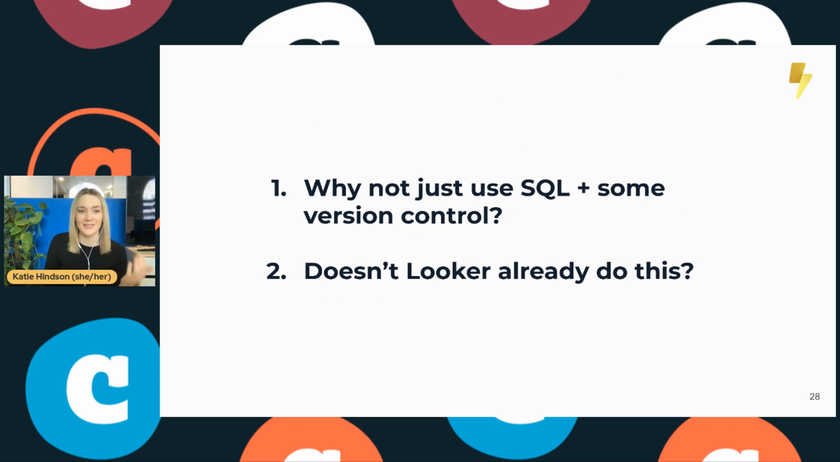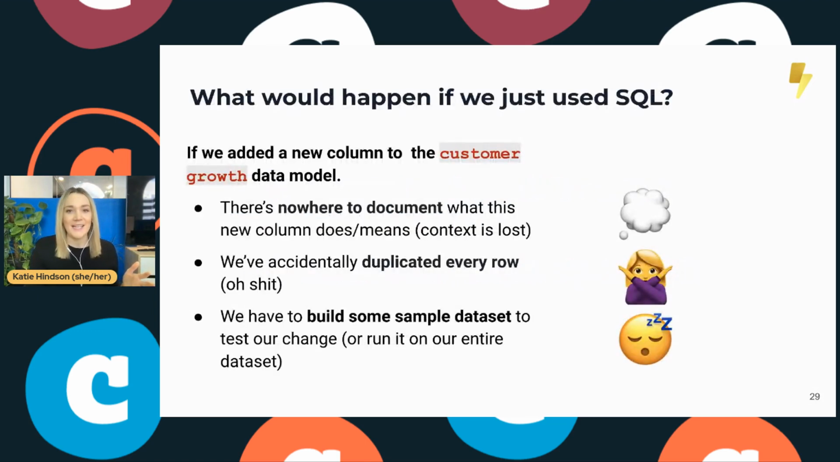The way that I answered these questions, or the way that I convinced people of the use of dbt, is by talking about what would happen if we didn't have dbt. So let's go back to a problem where we added a new column to the customer growth model and just try using SQL. Okay, so there's nowhere to document what this new column does or means, so all the context is lost. But I guess we could create a document of all the columns and their descriptions and save them somewhere. So that's solvable. And then, as we talked about it, we accidentally duplicated every row in our data model.